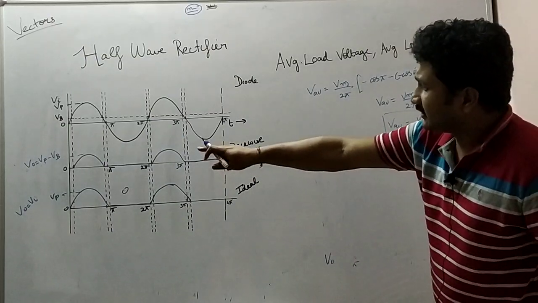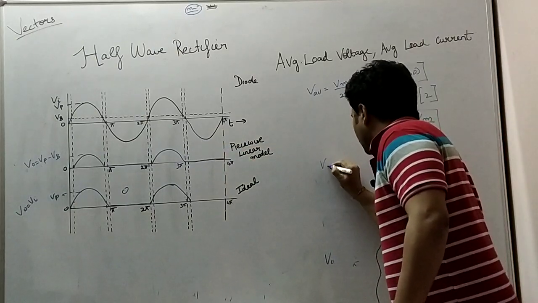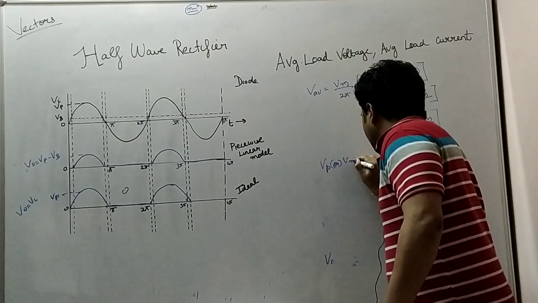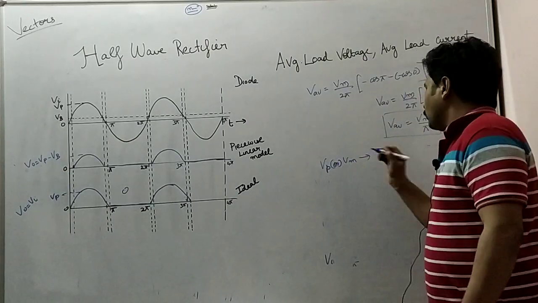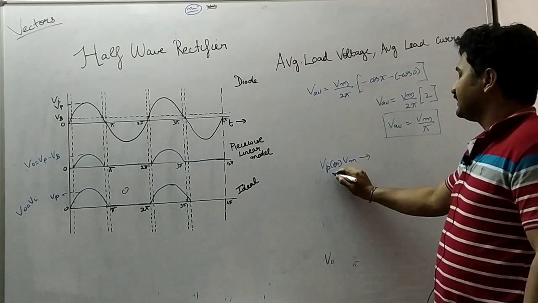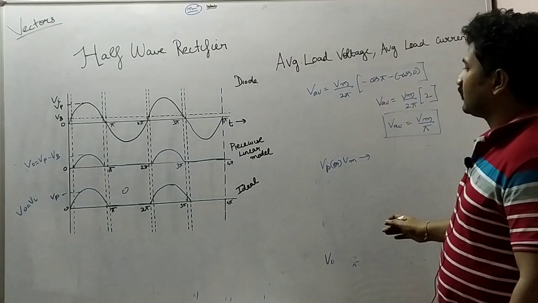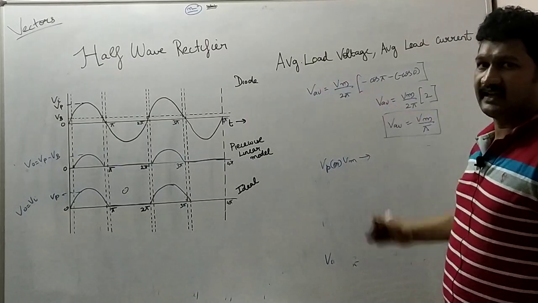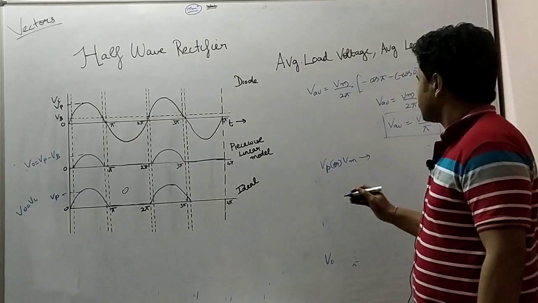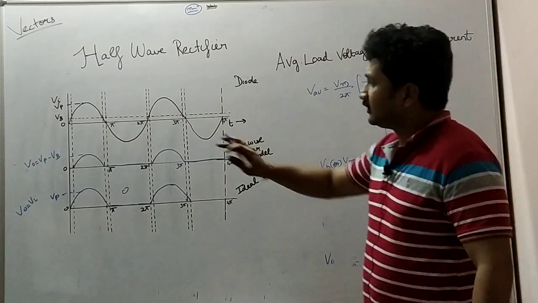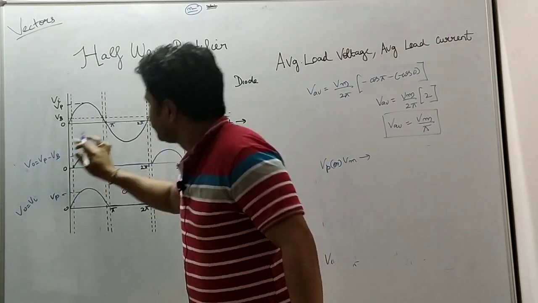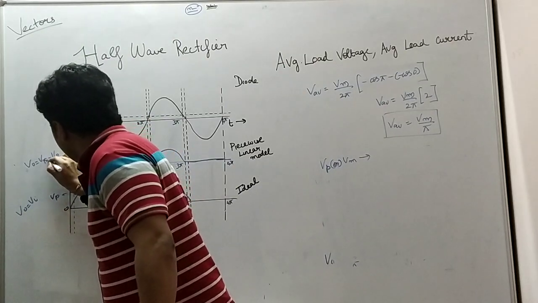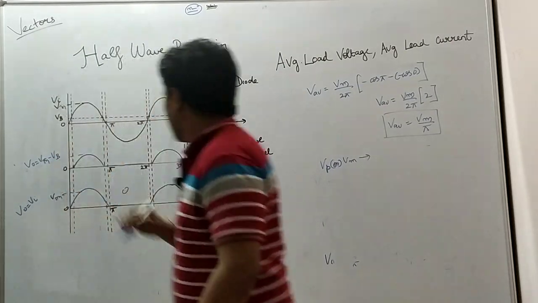So here we can use Vp or Vm. Vp or Vm can be used as a peak voltage. Vm is the maximum or Vp is the peak voltage. Any term you can use for solving. Here I have used Vm. You can use Vp, but follow the same notation till the last. It's better to follow Vm all over. Anything is not a problem.